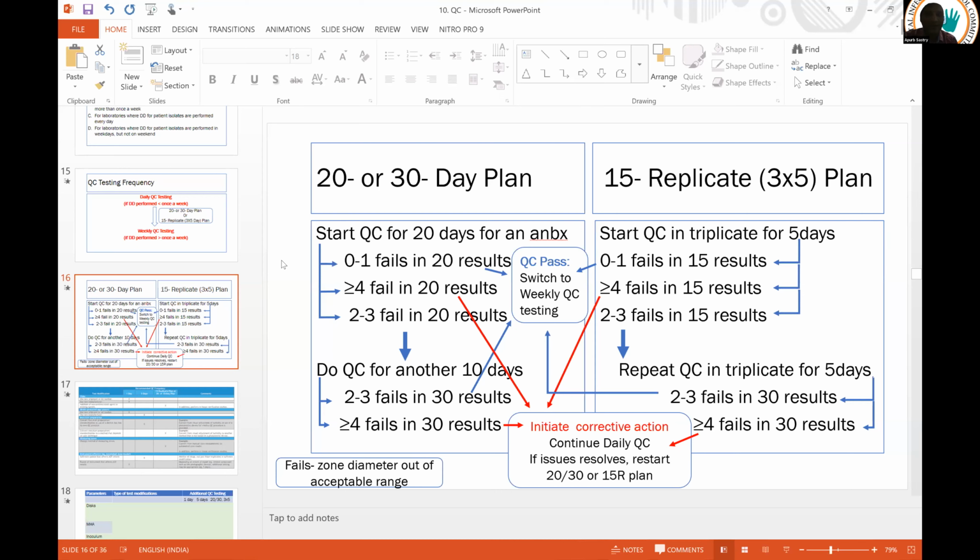Then the clinical result needs to be withheld till the appropriate corrective actions are taken. But you have to see in your situation how you are going to manage. Okay, sir. Thank you. Okay.